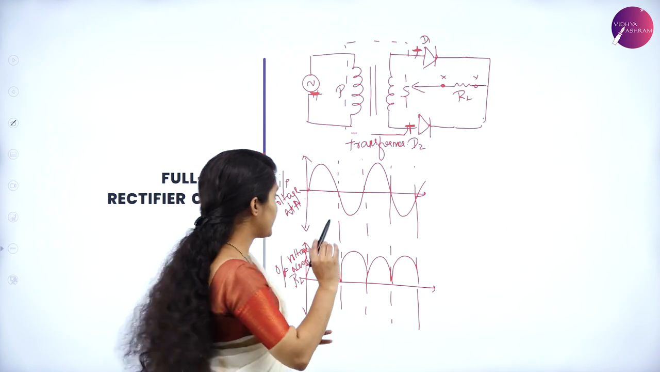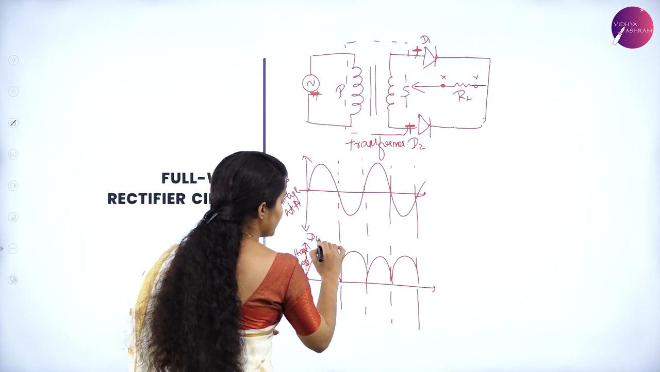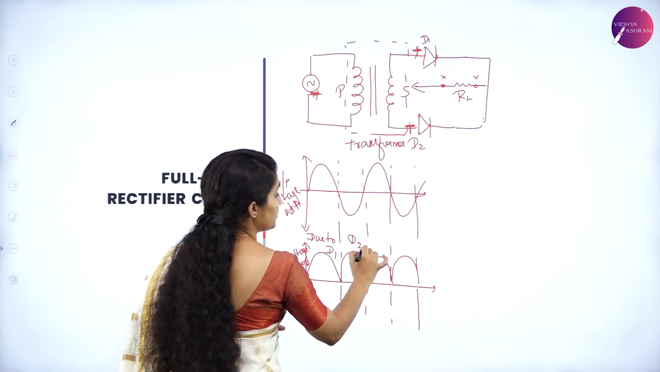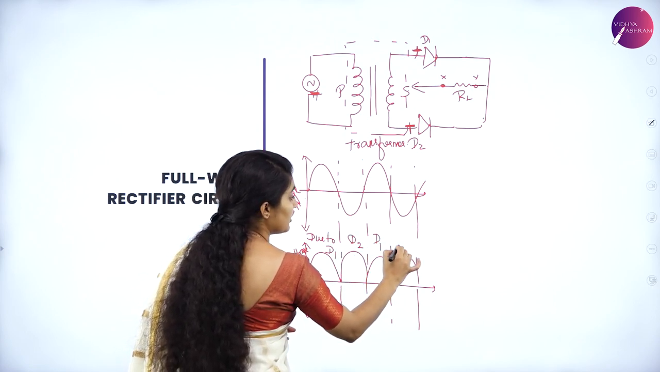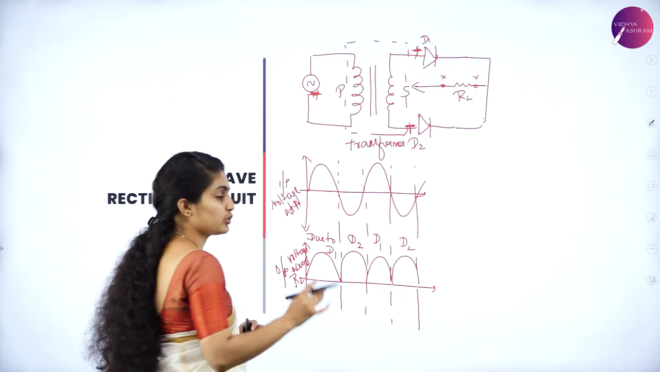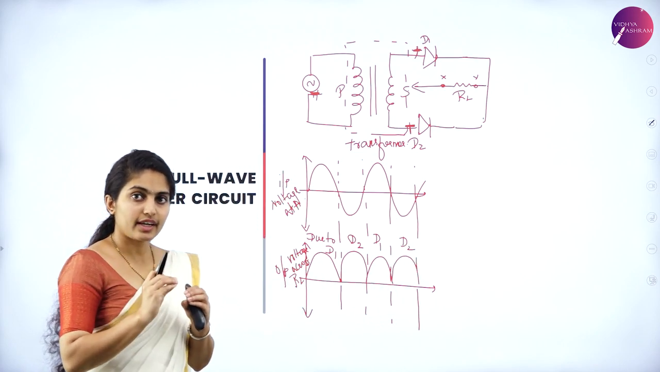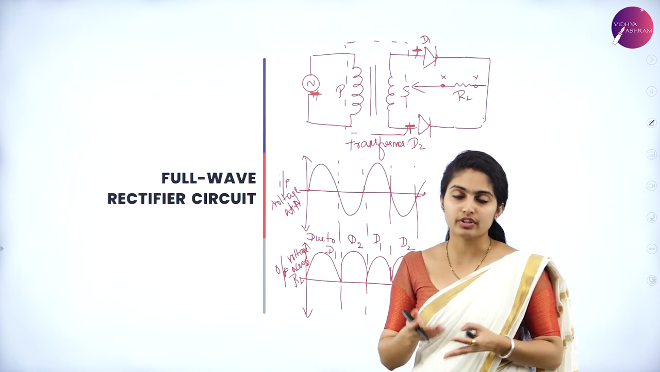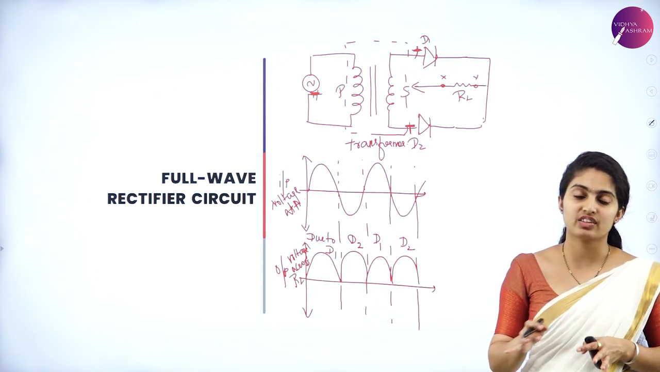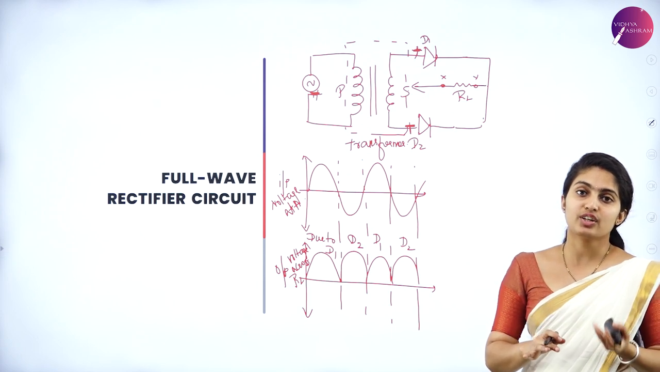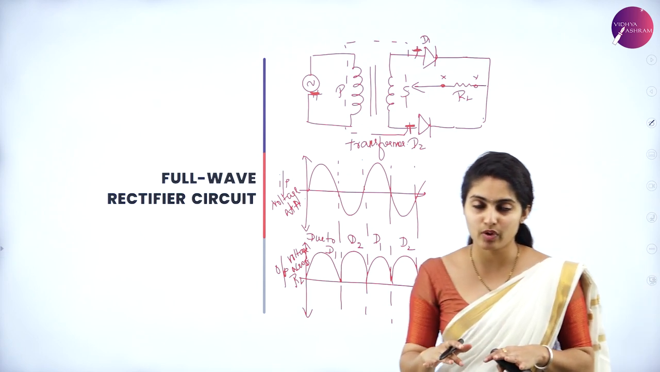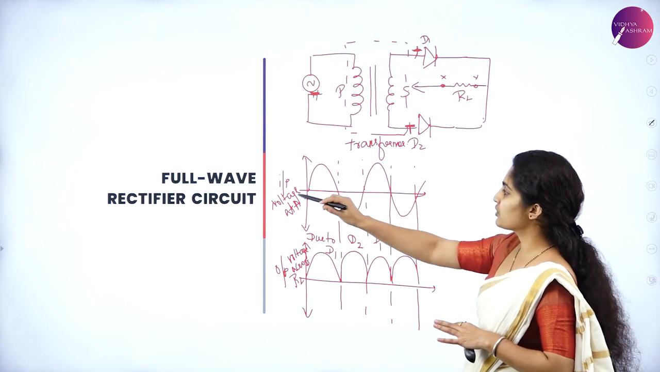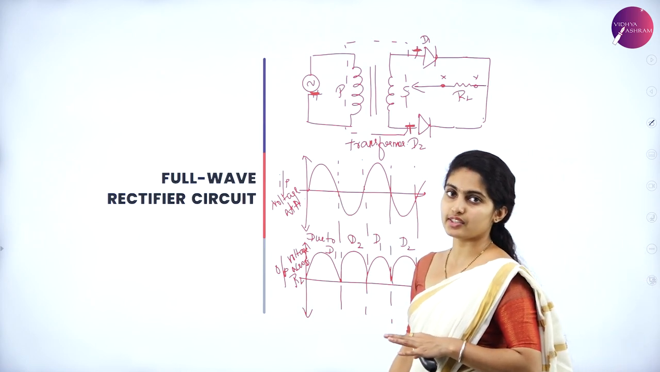Okay, so now you can easily write, this is due to diode D1, this is due to D2, this curve is due to D1, this curve is due to D2. That is why, at a time, either of the two will work. When diode 1 works, diode 2 is paused because it is in reverse bias condition. When diode 2 works, diode 1 will be in a paused state because it is in the reverse bias condition. The same thing continues. This is a full wave rectifier circuit.